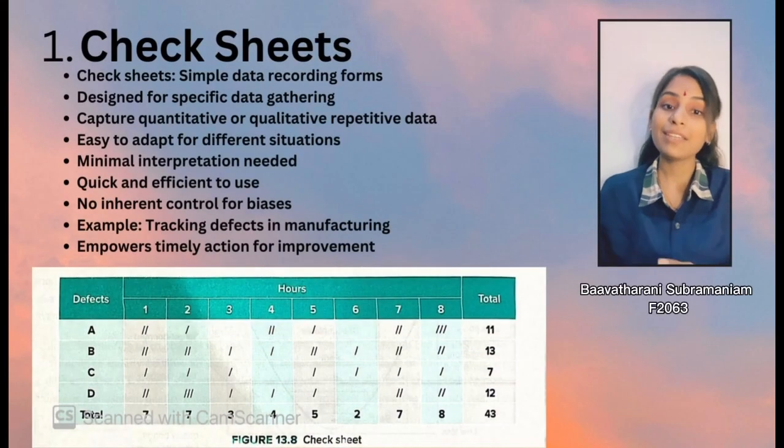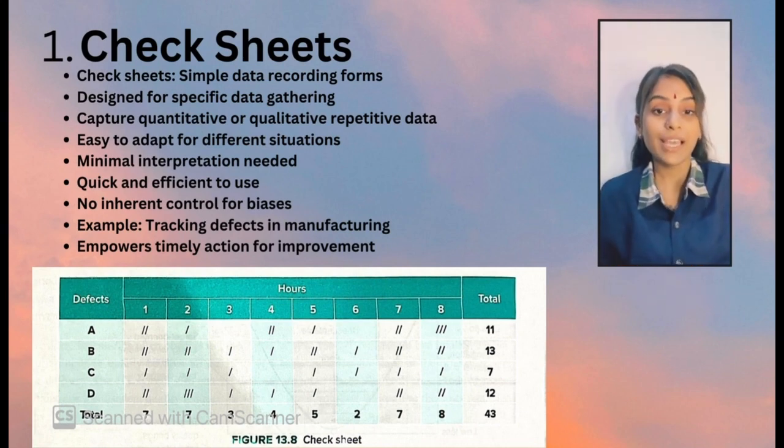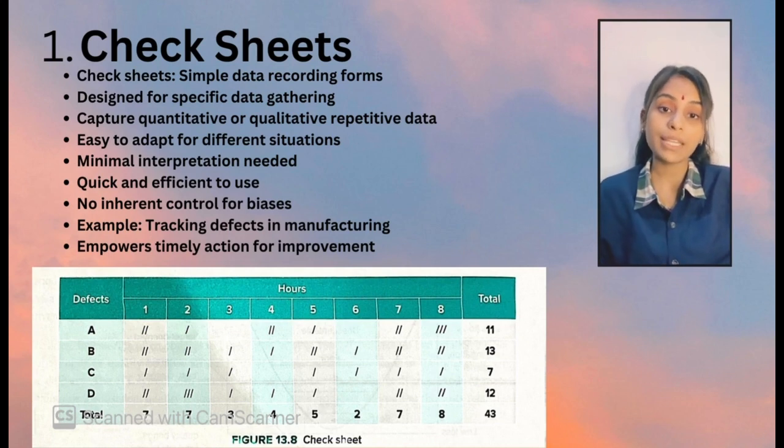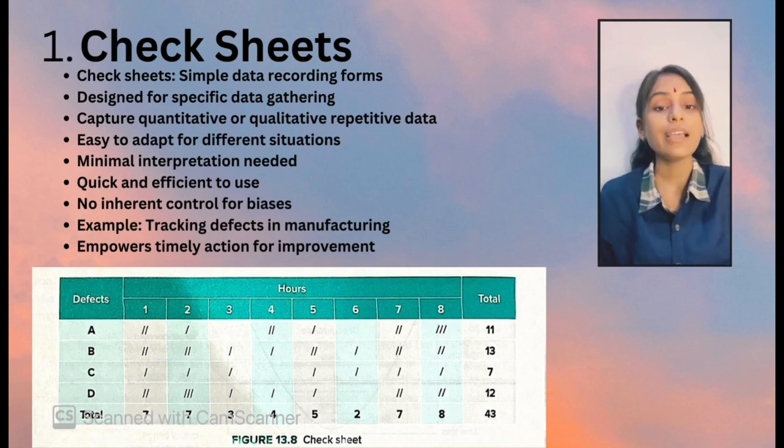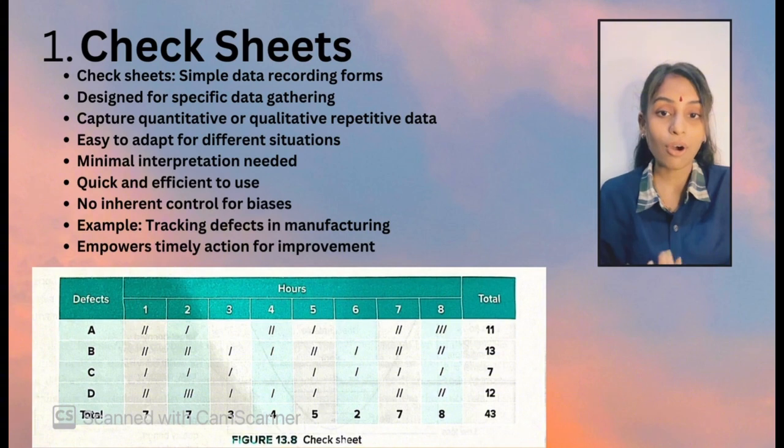So now we are diving into check sheets, a key tool in total quality management. They are like simple forms that help collect data on processes or problems. Check sheets are easy to use and quick to fill out, making them perfect for spotting trends in defects or complaints. But remember, they don't fix biases, so stay aware of potential distortions in your data. Overall, check sheets are handy tools for improving processes and making informed decisions.